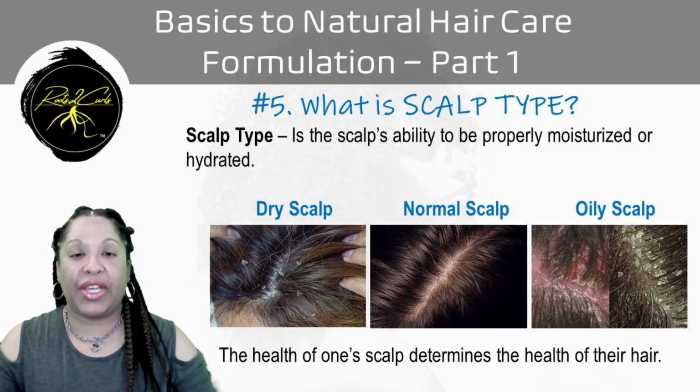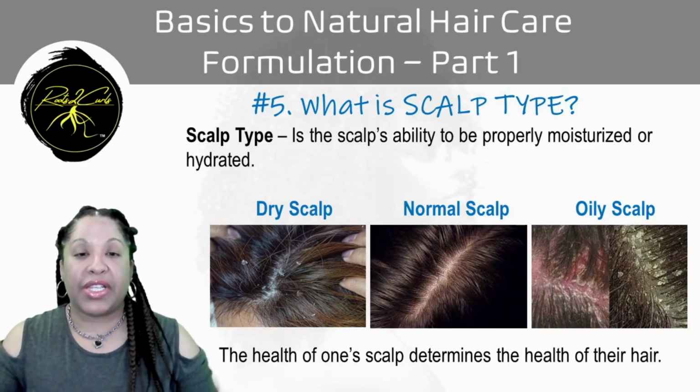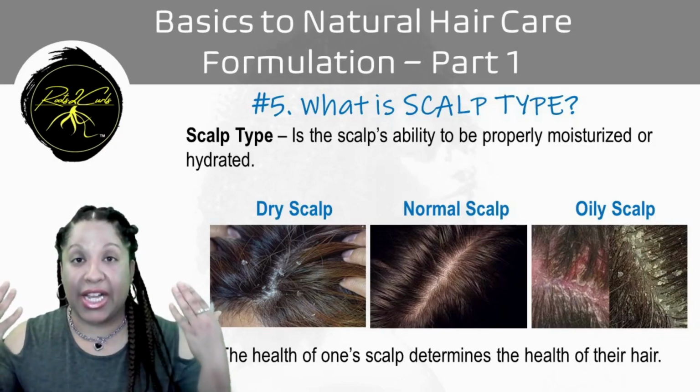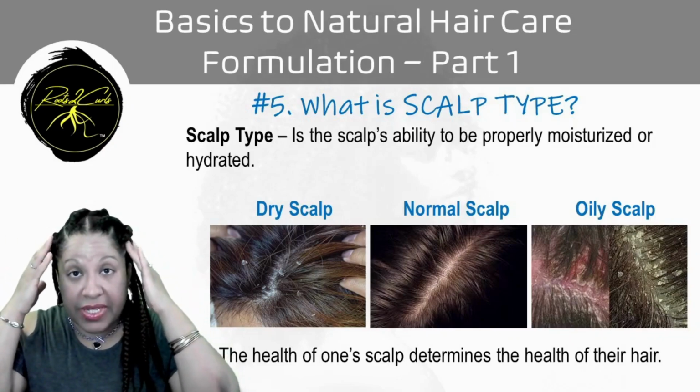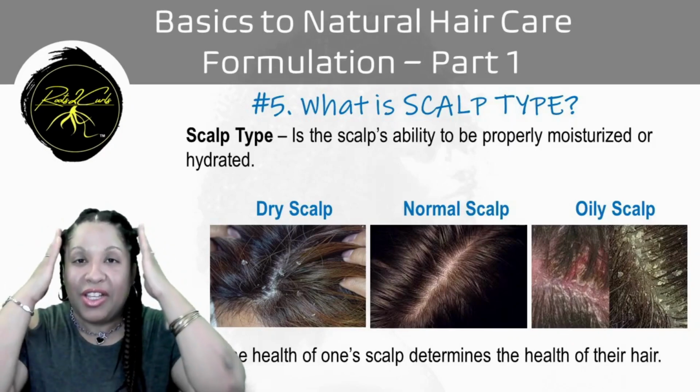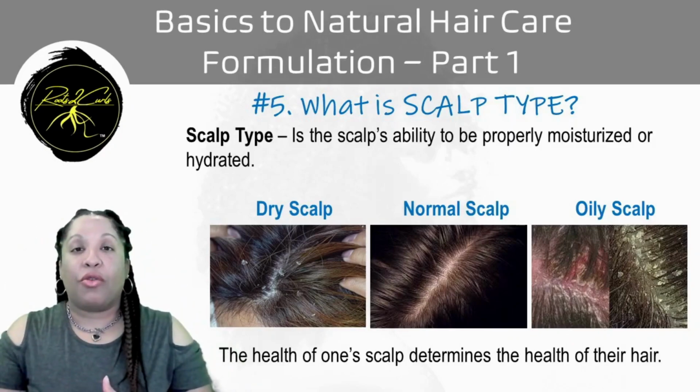All right, number 5 is scalp type. The scalp type is the ability to be properly moisturized and hydrated. So we also have to take care of our scalp, and not just the hair. Well, I know this hair is fake, but the real hair.